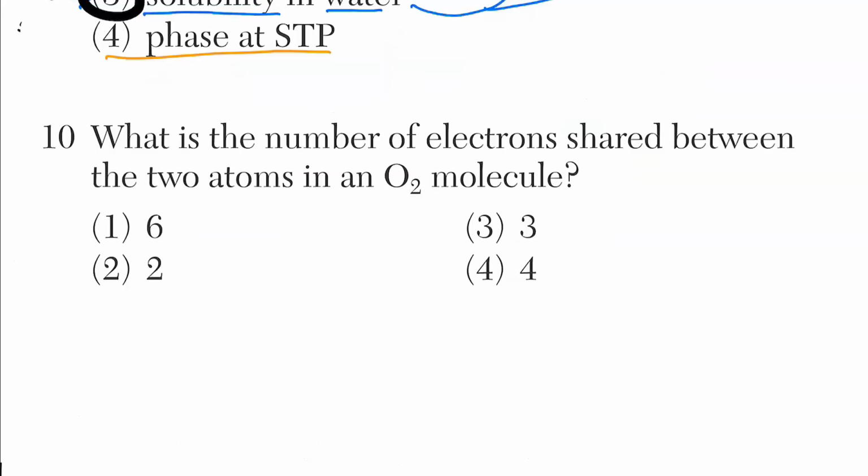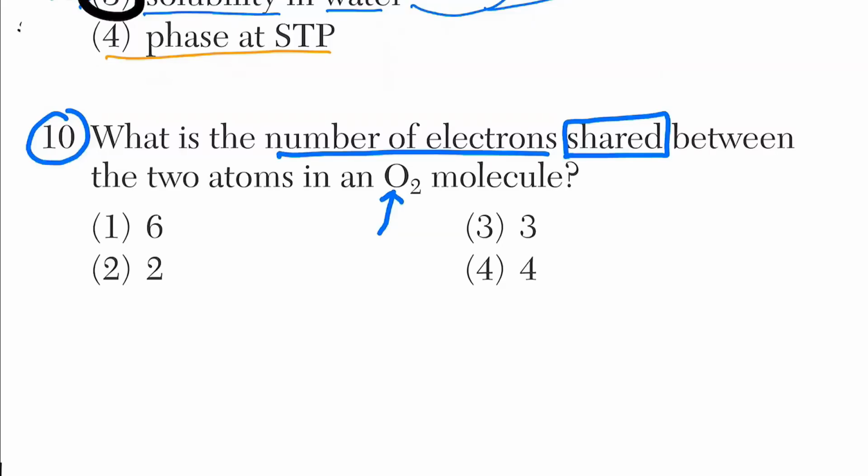On to number 10. Number 10, what is the number of electrons shared between the two atoms in an O2 molecule? Well, oxygen is a nonmetal, and when it bonds to another nonmetal, even itself, electrons are shared. These are covalent. Co means they're sharing, cohabitating, right? Electrons. And the reasoning, of course, is they both have high attraction for electrons.